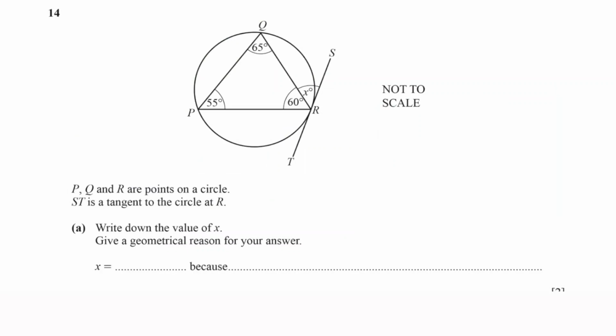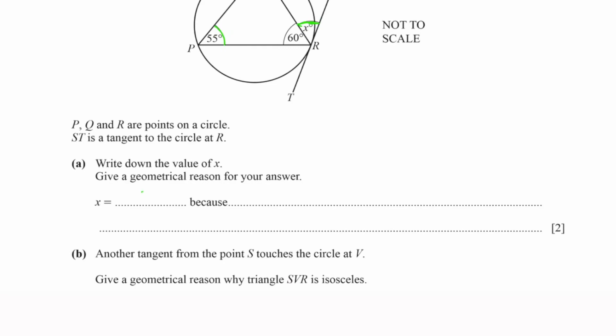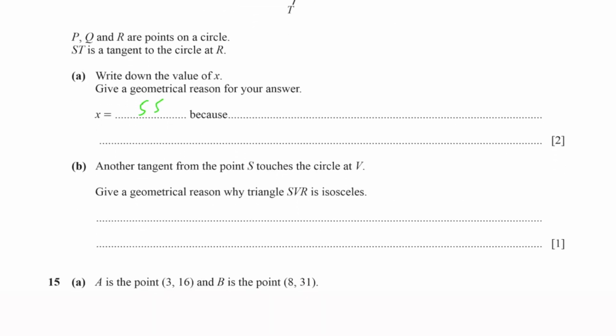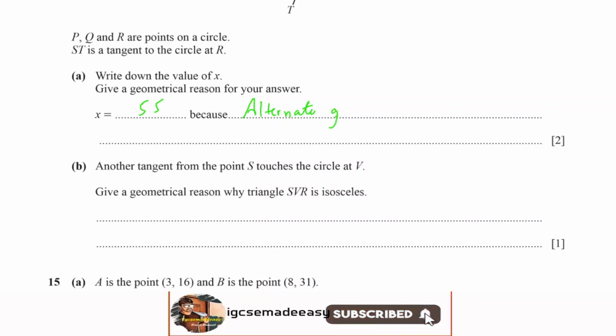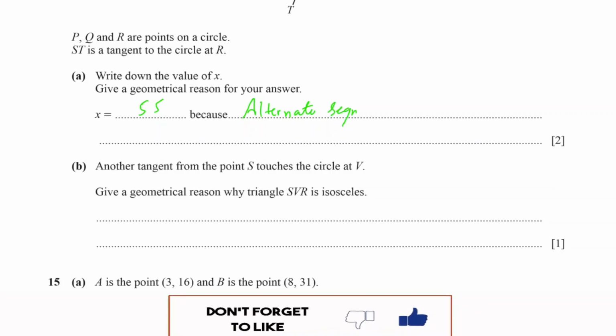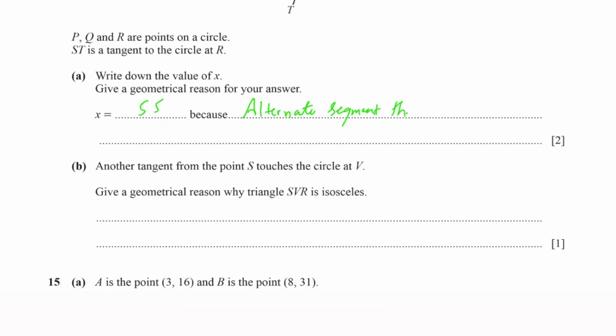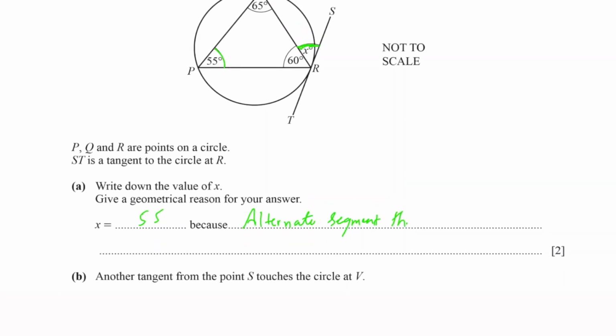Question number 14. P, Q, R are points on a circle. ST is a tangent to the circle at R. Write down the value of x. Give your reason for your answer. So the value of x will be equal to this one. The value of x will be equal to 55, and the reason for that is the alternate segment theorem, because in the alternate segment theorem this angle will be equal to the interior angle of that.